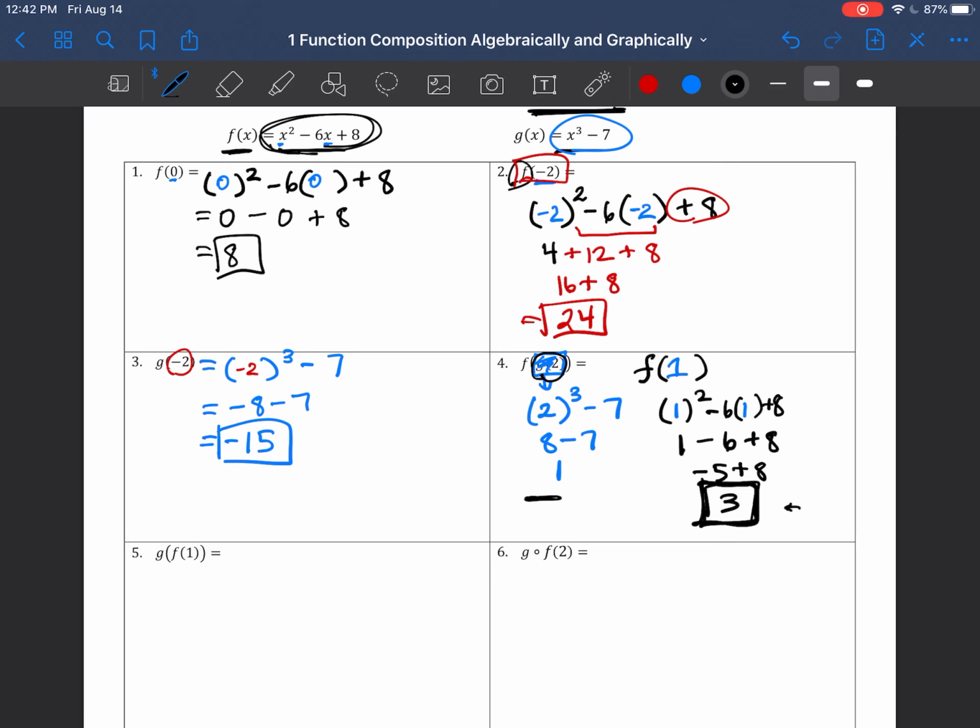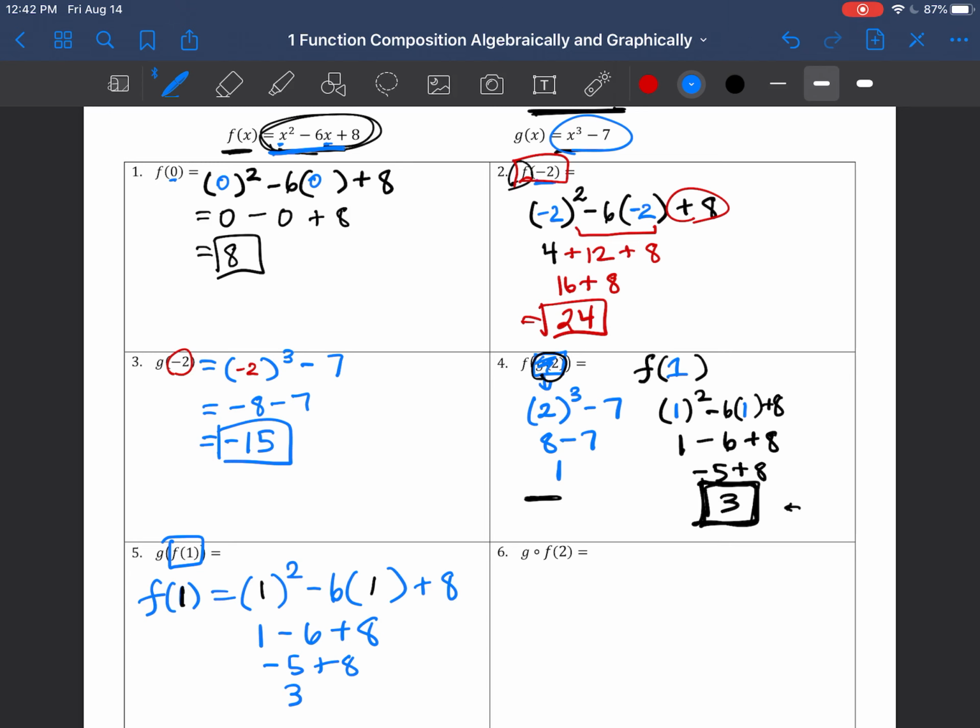And so for number 5, this time it says g of f of 1. And so what we're figuring out first is f of 1. So x squared, using our rule, minus 6x plus 8. And then we are putting 1 inside the function. 1 squared is 1 minus 6 plus 8, we actually just did that, is 3.